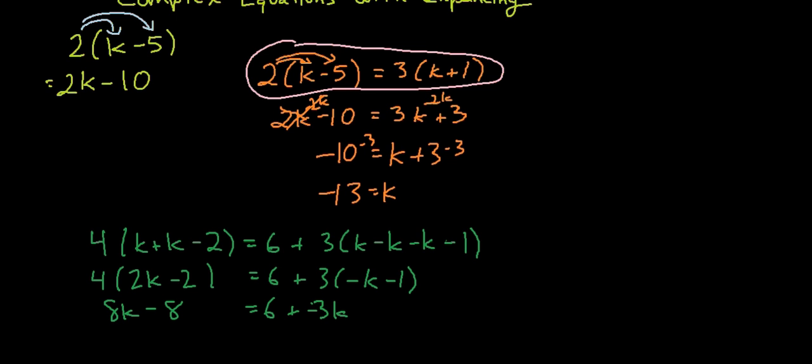From this point forward, it's just moving constants to one side and variables to the other. And I don't really need to show you another example of that. The thing to remember here is that when you see brackets in a complex equation, you want to simplify whatever is in the brackets first, then you can expand it, and then you can move on. And that's all.